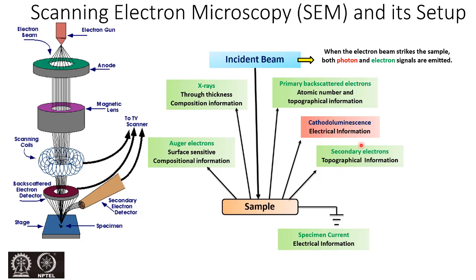Then we have the secondary electron. This will give again the topographical information of the sample. And then we have Auger electrons. Auger electrons give the surface sensitivity and compositional information, and then the X-rays. Characteristic X-rays give the information about the elements which are present in our sample. So the composition again, and the thickness also. It goes in the bulk, so that is why it will give the thorough thickness information of the sample.